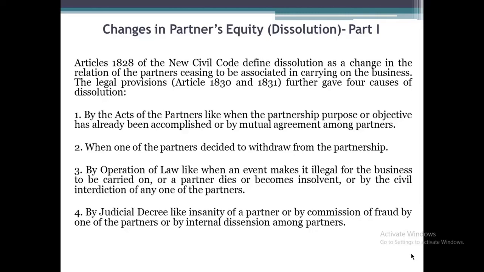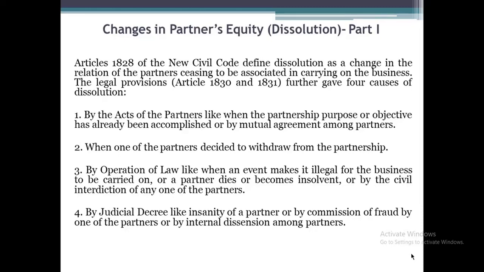So, Articles 1828 of the new Civil Code define dissolution as a change in the relation of the partners ceasing to be associated in carrying on the business. So, dissolution, ito yung mag-e-end na yung partnership. So, the partners will put an end to the partnership. So, ayaw na nilang ituloy yung partnership.